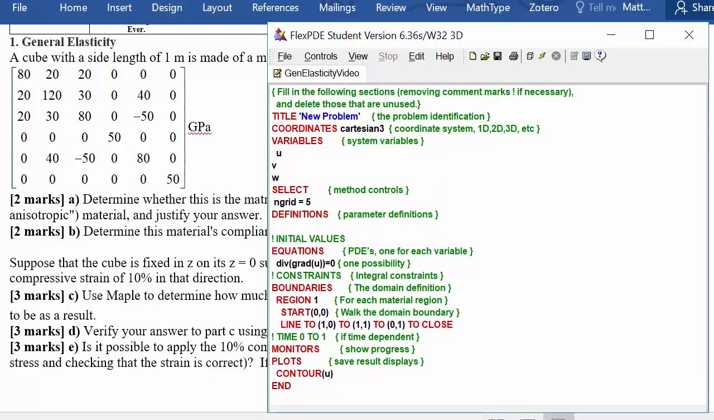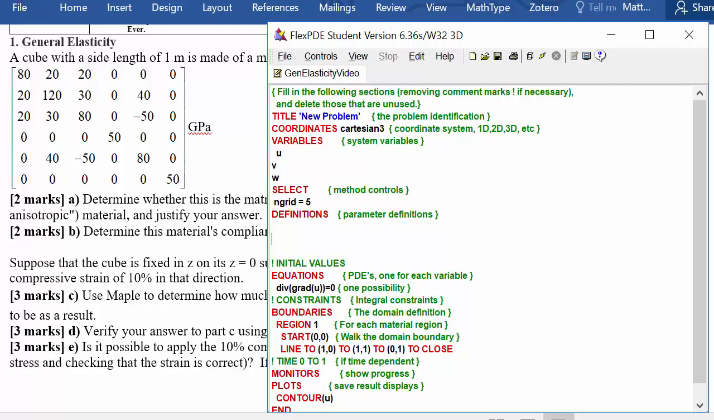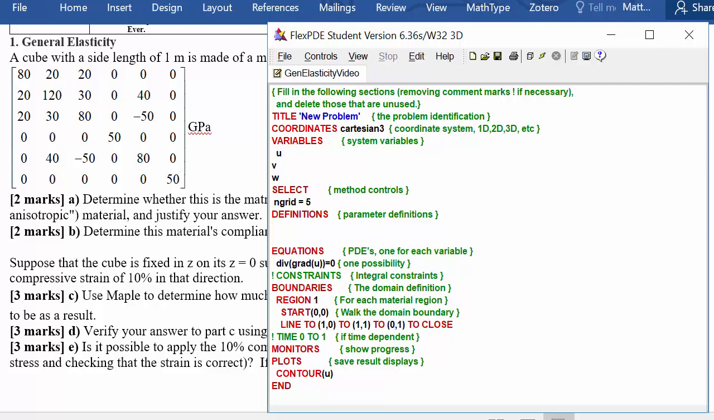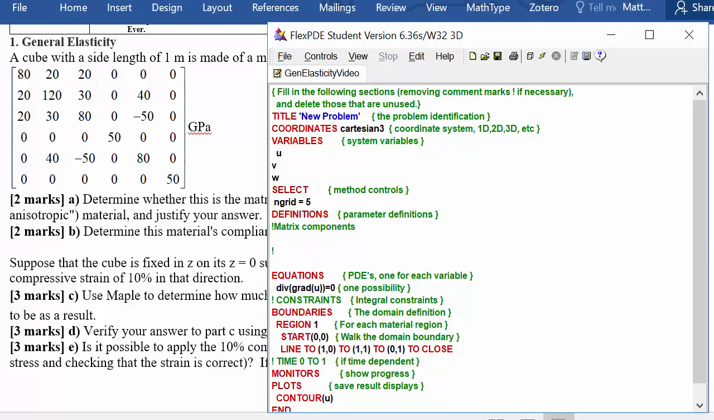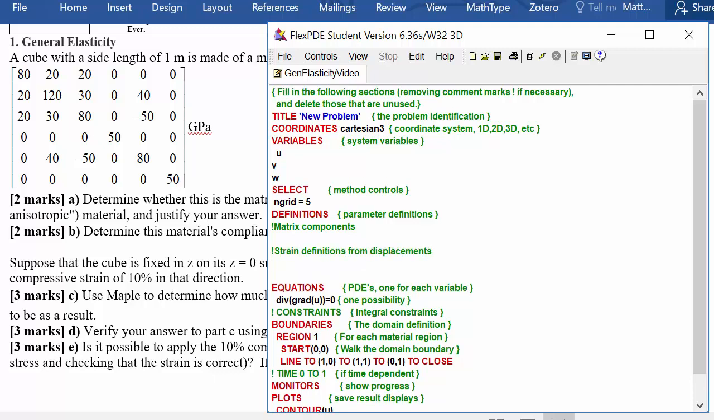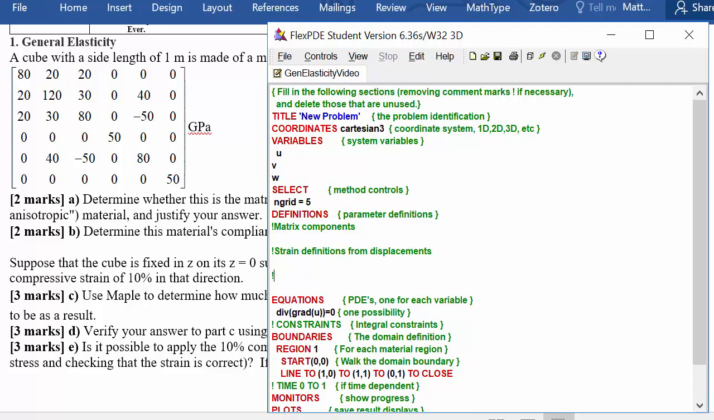Now in the definition section, we're going to need to set up the parameters at the beginning, so what all of the coefficients of whatever matrix we're using are. We're not going to need an initial value section. So actually, let's just put in this. We're going to need matrix components. Then we're going to need something to define the strains from the displacements. We're going to need to relate strains to stress through Hooke's law equations. And then the actual equations that we're going to get at the end are going to be the same as before.